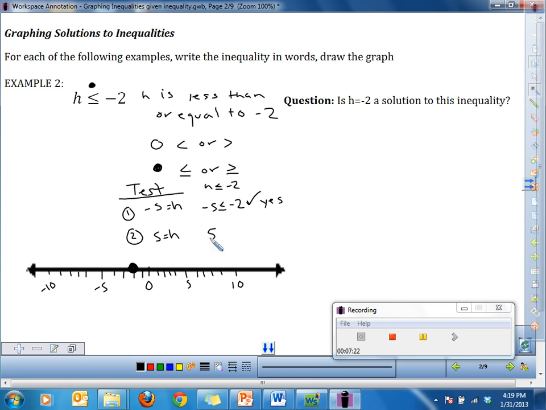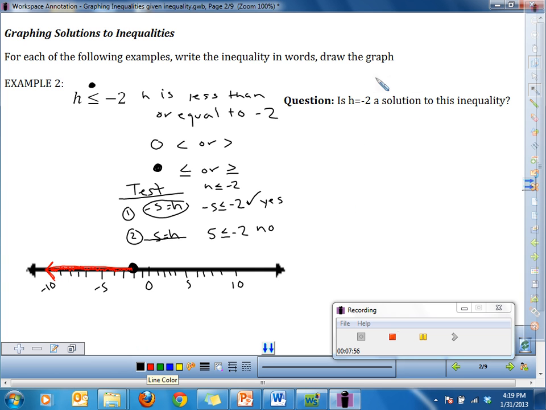What if I had 5 is less than or equal to -2? Well, 5 is actually not less than -2. It's over here. -2 is actually less than 5. So this is false. This one does not work. Since -5 works, that must mean that I need to graph in this direction. So I'm going to draw my arrow to show that any number that is less than -2, so any number to the left of -2 on the number line, is a solution. And I'm going to darken that in so I can really see where my solution is.